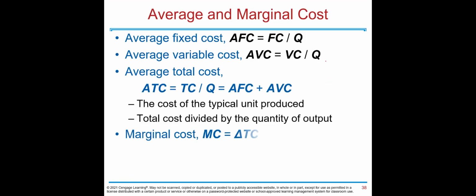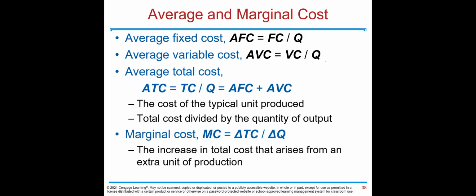And we have several different types of costs too. Average fixed cost is fixed cost divided by quantity. Average variable cost is variable cost divided by quantity.